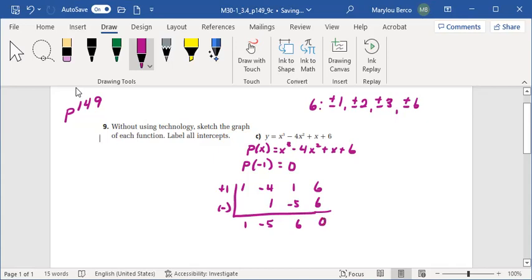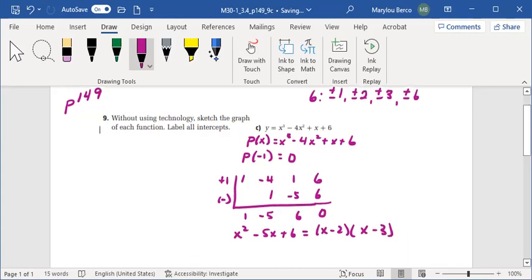So the remaining factor is x squared minus 5x plus 6, which can be factored to be x minus 2 by x minus 3. So the remaining factors plus the x plus 1, so y equals x plus 1, x minus 2, x minus 3.